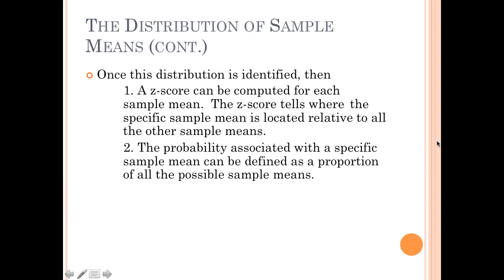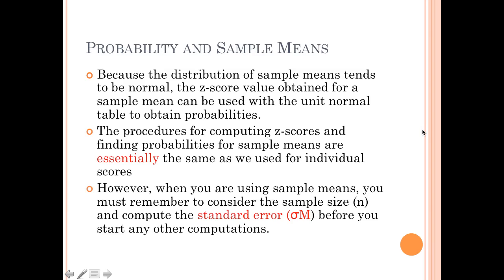Once this distribution is identified, then a z-score can be computed for each sample mean. The z-score tells where the specific sample mean is located relative to all the other sample means, and the probability associated with a specific sample mean can be defined as a proportion of all the possible sample means. So this is talking about the distribution of sample means. Because the distribution of sample means tends to be normal, the z-score values obtained from a sample mean can be used with the standard normal or unit normal table to obtain probabilities.